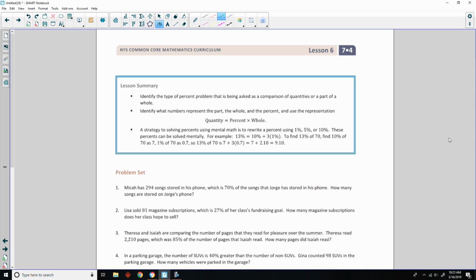Okay, that is the end of lesson 6. Review this lesson summary and go do your problem set.